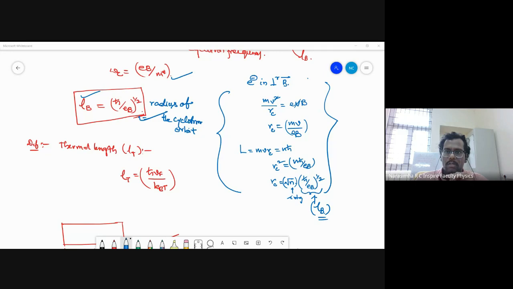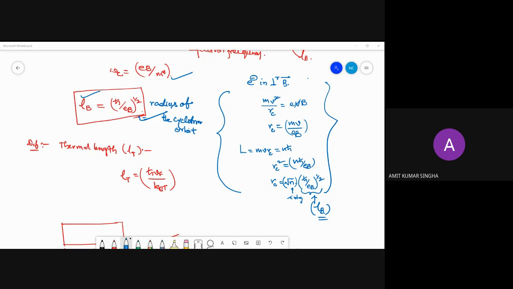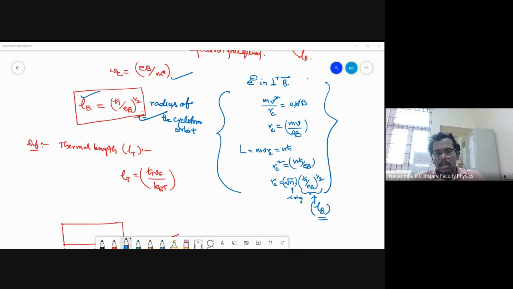Sir, can you please tell me from which book we should study this portion? So this course, when I started, I gave one reference book in the WhatsApp group related to low dimensional systems like quantum wires, wells, and quantum dots. But many of the topics I'm teaching are an introduction to solid state physics. So you can refer to some basic solid state physics books like Introduction to Solid State Physics by Charles Kittel, or any other solid state physics book. You can find these things.